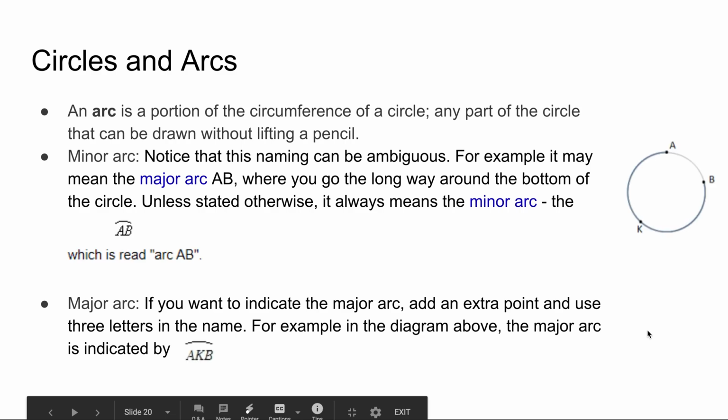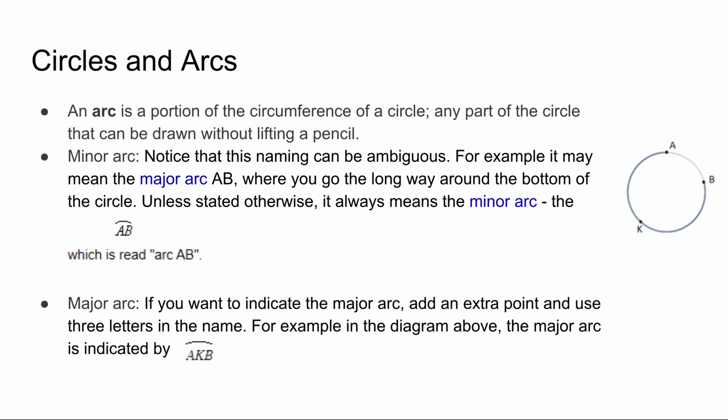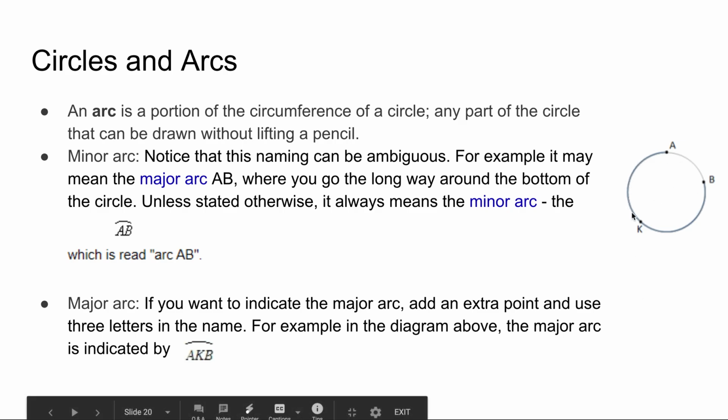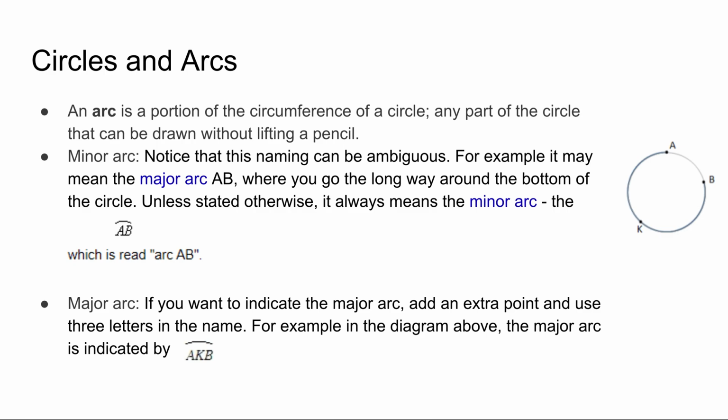Okay, now let's talk about an arc. An arc is a portion of the circumference of a circle. Hey, what is the circumference? Circumference is the length around the circle, right? Then what is the length around any other shape like polygons? We call that, what do we call that? Perimeter. There we go. Yeah, perimeter. And the perimeter of a circle is called circumference.